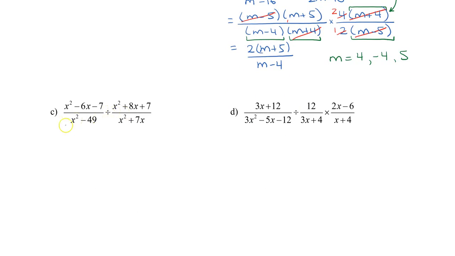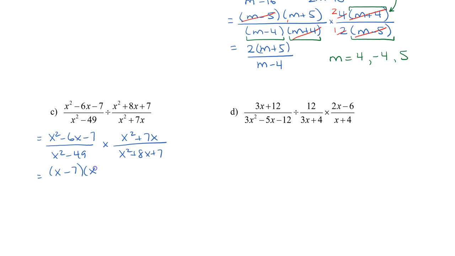So the last one here, again, let's just rewrite the question so that it is multiplication of the reciprocal. And we're going to factor each of our expressions. Difference of squares in the bottom. In this numerator, I can factor out an x and a trinomial, so it's x plus 7 and x plus 1. All right, so let's check for non-permissible values.